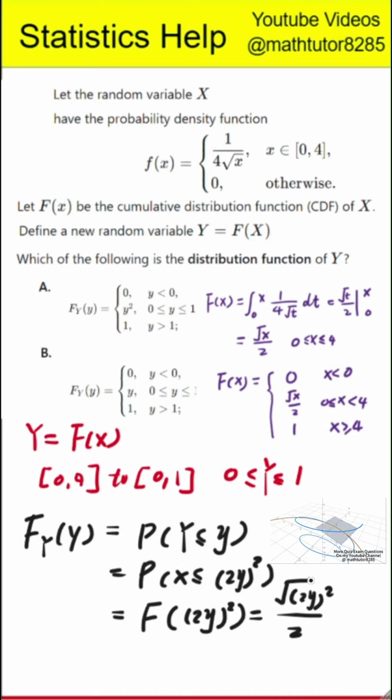Therefore, the distribution function of y is 0 when y is less than 0, equals y when y is between 0 and 1, and equals 1 when y is greater than 1. The correct choice is option B.